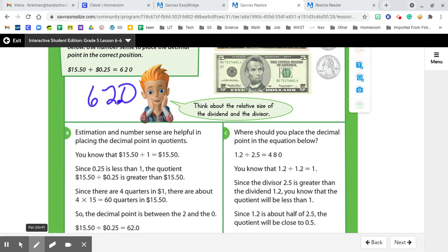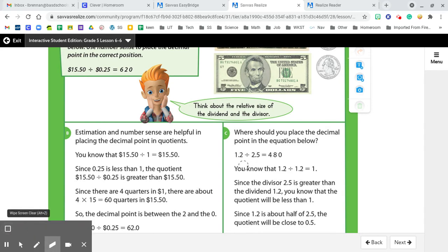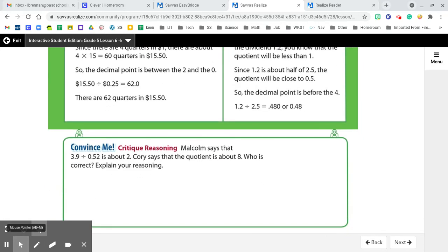Where would you place the decimal point in the equation below? There's another problem for you there. We have 1.2 divided by 2.5. You know that 1.2 divided by 1.2 would equal the whole number 1. Since the divisor 2.5 is greater than the dividend 1.2, you know that the quotient will be less than 1. Since 1.2 is about half of 2.5, the quotient will be close to 0.5. So tricky stuff, I know. So the decimal point is going to be before the 4.